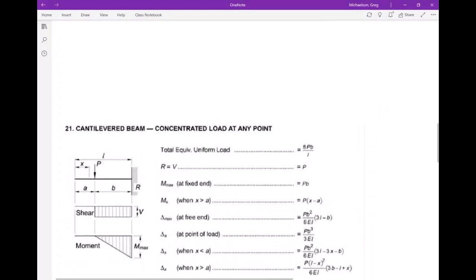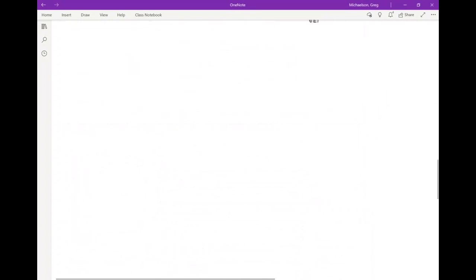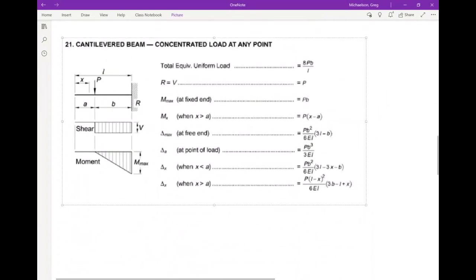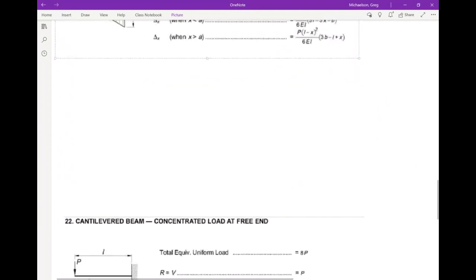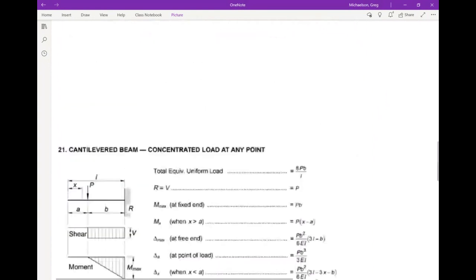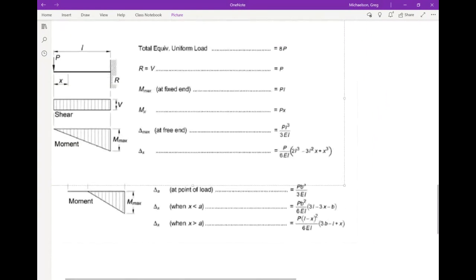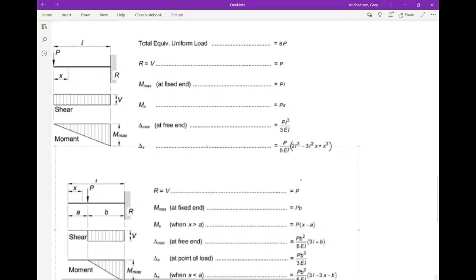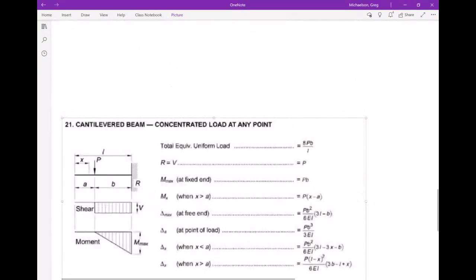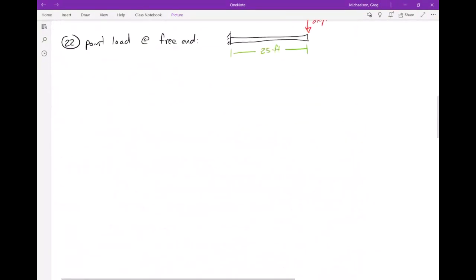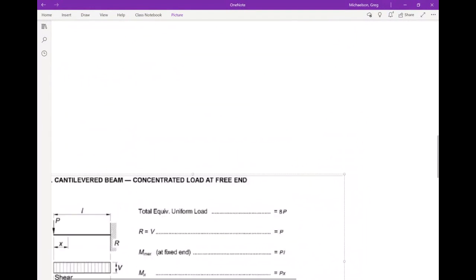Oh, I have them in backwards order. Give me a sec. I put them in the wrong order. I wanted to do case 22 first. Let me move case 22 up a bit. A little bit of a switcheroo here. Move that up a bit.